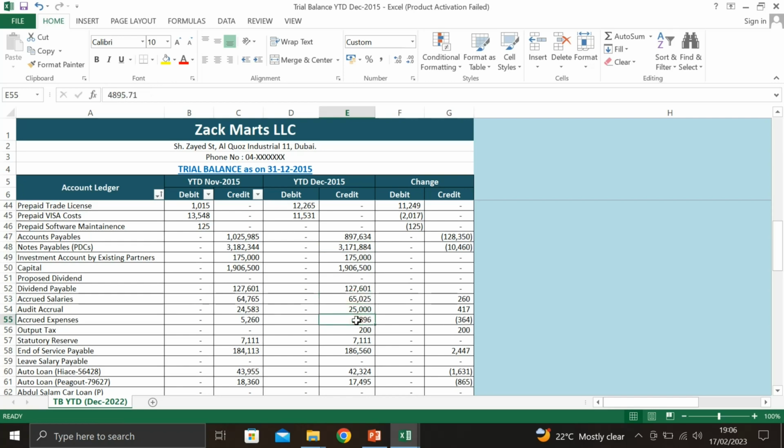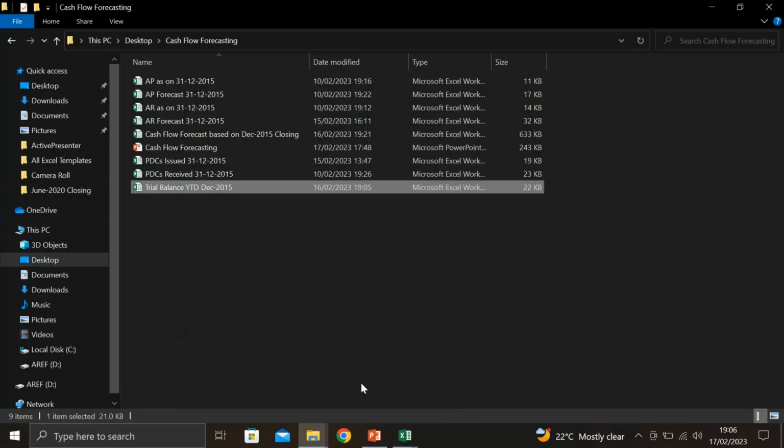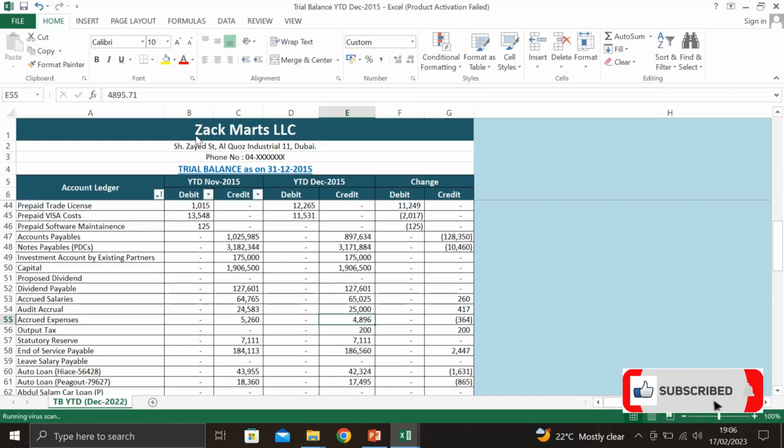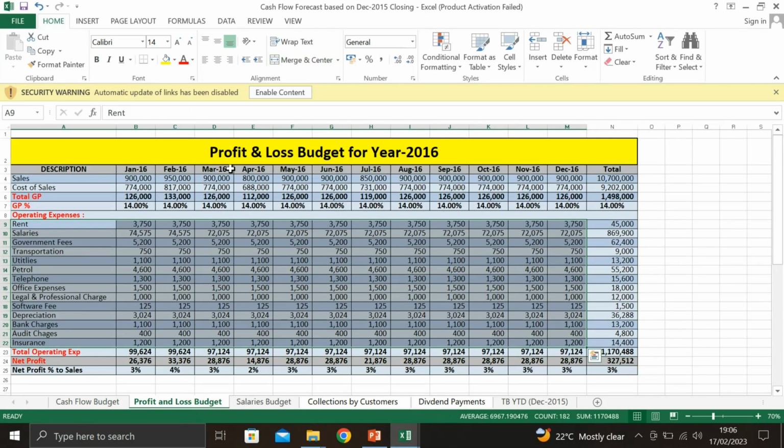And regarding the cash expenses, from where will we get those? We can get them from our P&L budget. If you did not see, this is our profit and loss budget for the year 2016. This much we will sell and these are our expenses.